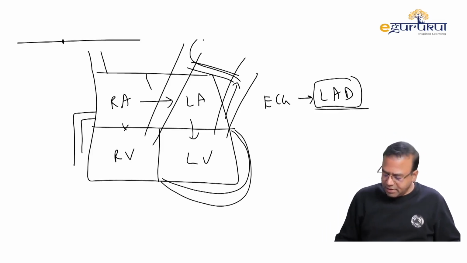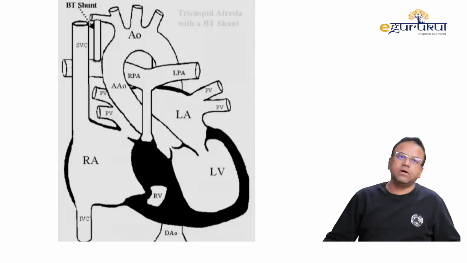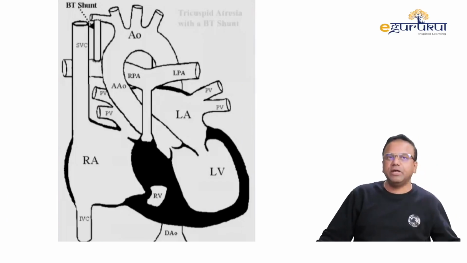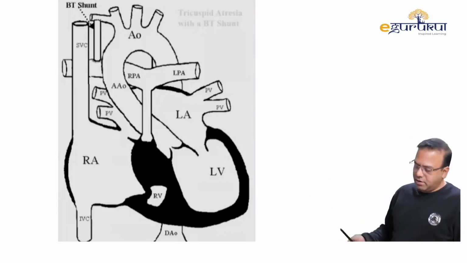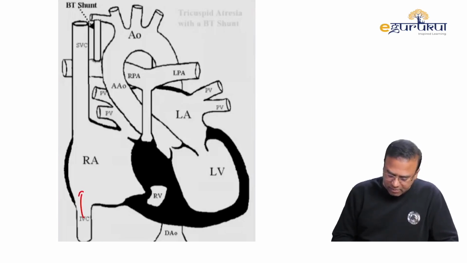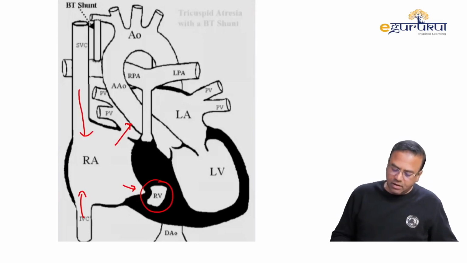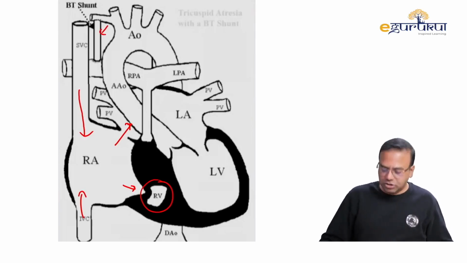So in tricuspid atresia, how do we manage? One of the treatments is that we can do a modified BT shunt, and you can see the BT shunt here. Whatever blood is coming into the right atrium is entering the left atrium over here. It cannot enter the right ventricle because that has become hypoplastic. So what we're trying to do now is get blood into the lung, and one of the ways we can do that is by creating a BT shunt.